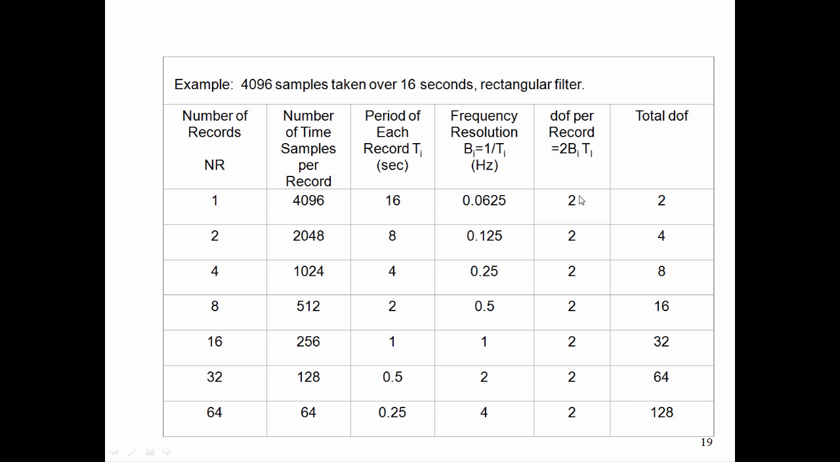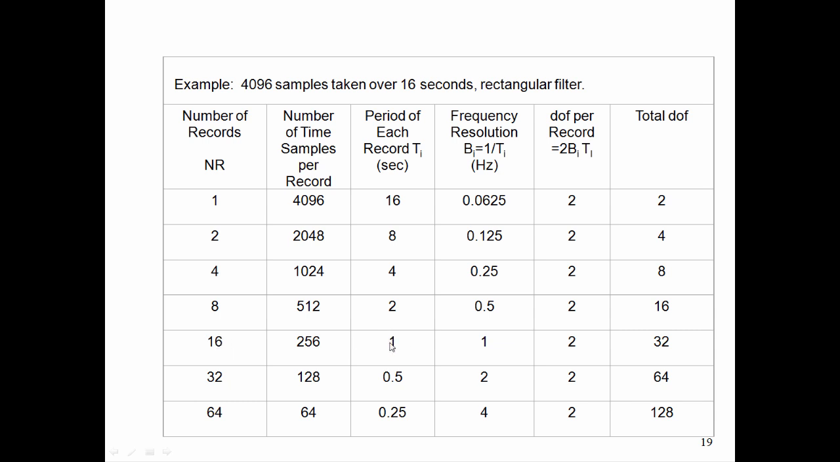The degrees of freedom per record is always going to be equal to 2 regardless. So 1 times 2 is equal to 2. We get a total of 2 statistical degrees of freedom if we take all samples. Well, that might be okay. So this would be the power spectral density, exactly 1 power spectral density taken for all 4,096 points. Now I'm going to skip down a couple rows and say, what if we take that 16-second record and divide it into 16 segments?